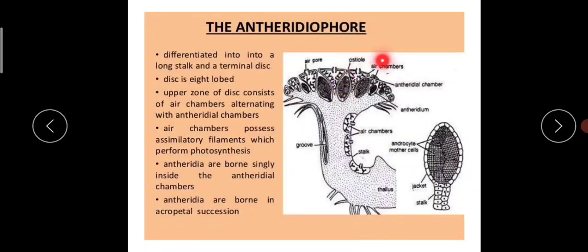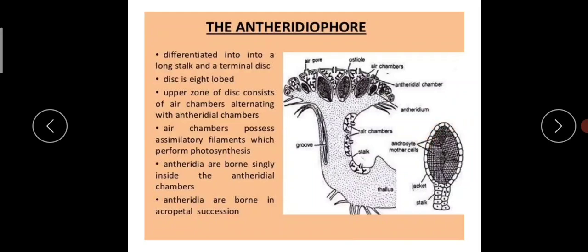And for dehiscence, water will be collected on this peltate disc, and thus water enters into the antheridial chamber through the ostiole, and this water causes the rupture of the sterile jacket at the distal end, and it causes the androcytes to come out. Then on the surface of the peltate disc, the antherozoids spread apart and come out. So this is how they are dehisced.